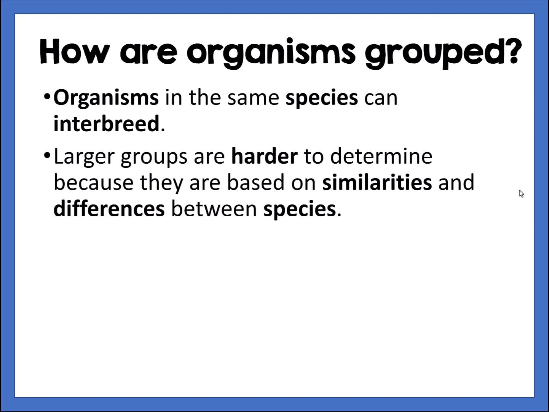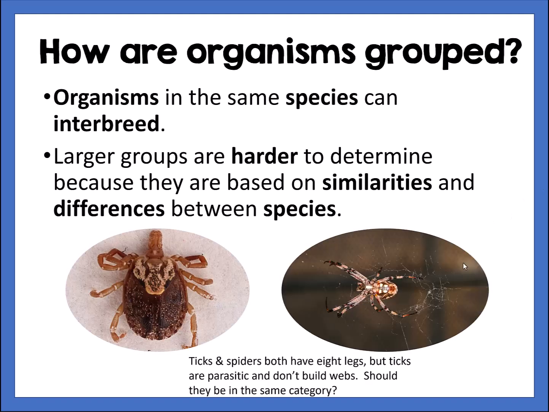Larger groups are harder to determine because they are based on similarities and differences between species. For example, ticks and spiders. So here's a tick and here's a spider. Both have 8 legs, but ticks are parasitic and they don't build webs. Should they be in the same category? So they have some similarities, but they have some differences, and scientists need to decide if they could be or should be in the same category.